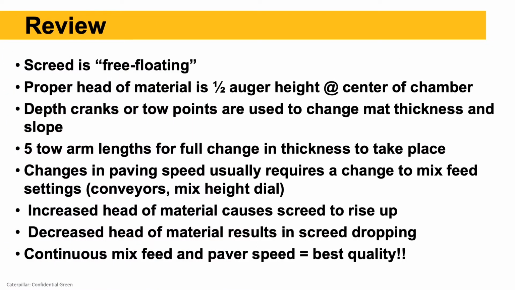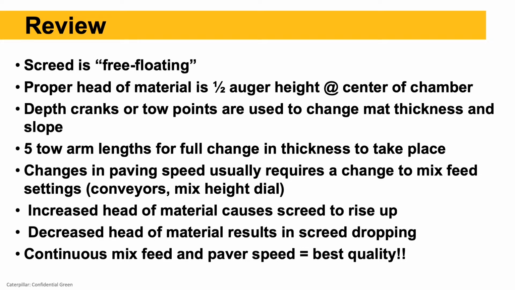So just to review some of that, again, we've got the tractor and the Screed. The Screed is free floating. Proper head of material is half auger height at the center of the auger chamber. Depth cranks or toe points are used to change mat thickness and slope. So if we change our mat thickness manually using the depth cranks or the toe points, it takes 5 toe arm lengths for that full change to take place when we're paving manually.